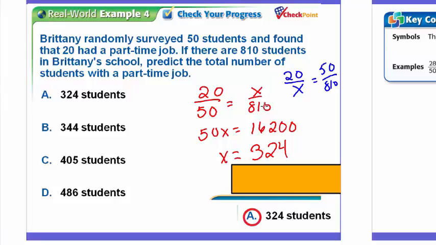Somebody else might have said, well, 20 students have a job out of, in real life, I don't know how many. So we're talking about who has jobs. This is a survey. Bottom is real life, okay? Top is survey, total number of people we have. Bottom is real life, total number of people we have. Either way, when you cross multiply, you're going to get the same answer of 324.